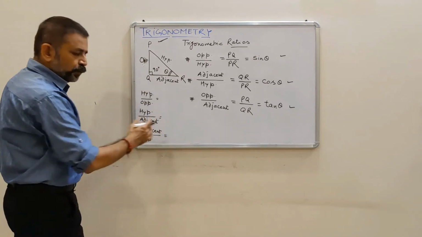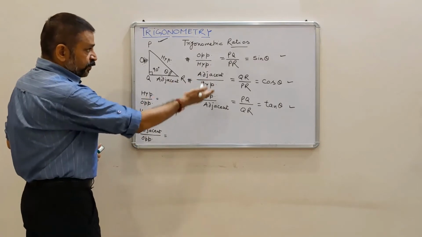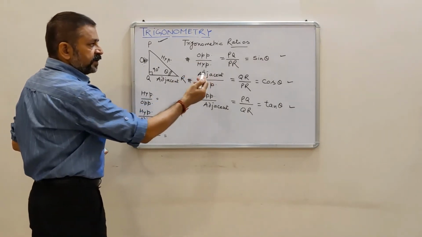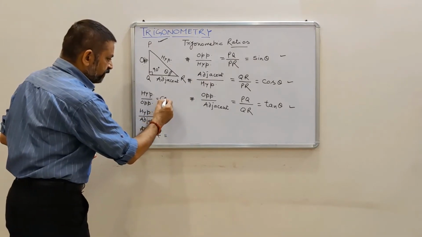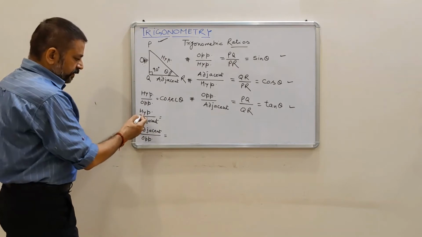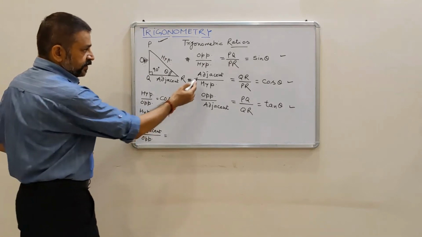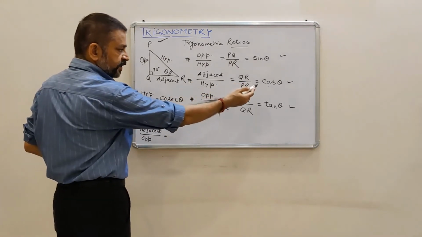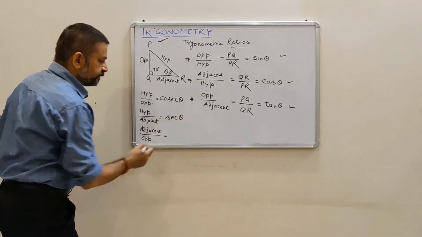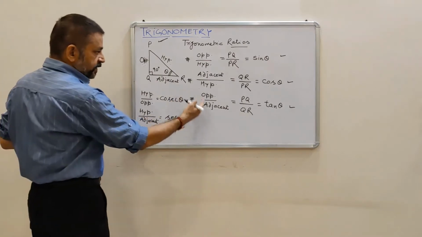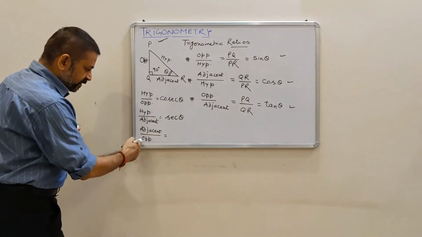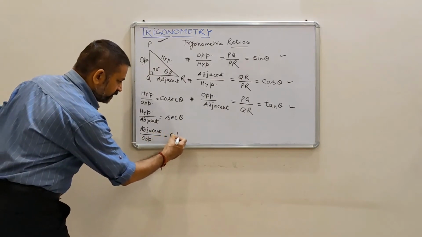So these are three new ratios, and they are reciprocals of these. Sin theta was opposite upon hypotenuse, its reciprocal is given the name cosec theta. Then hypotenuse upon adjacent: adjacent upon hypotenuse was cos theta, its reciprocal is given the name sec theta. Opposite upon adjacent was tan theta, its reciprocal, that is adjacent upon opposite, is cot theta.